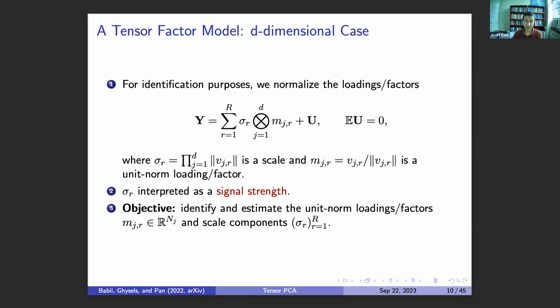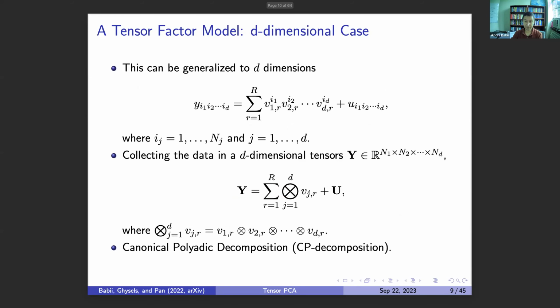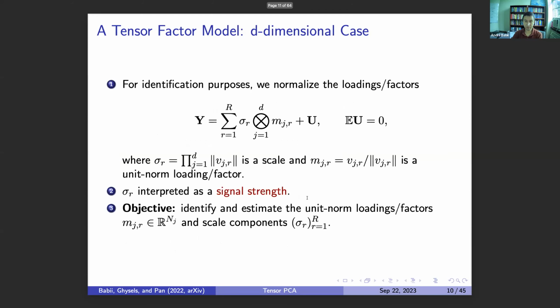So next, of course, we cannot identify the scale components in this model, and we will do some normalizations. So we will focus on identifying unit norm factors and loadings denoted by M. Depending on the dimension j, this M can correspond to a factor or to one of the loadings for other dimensions.